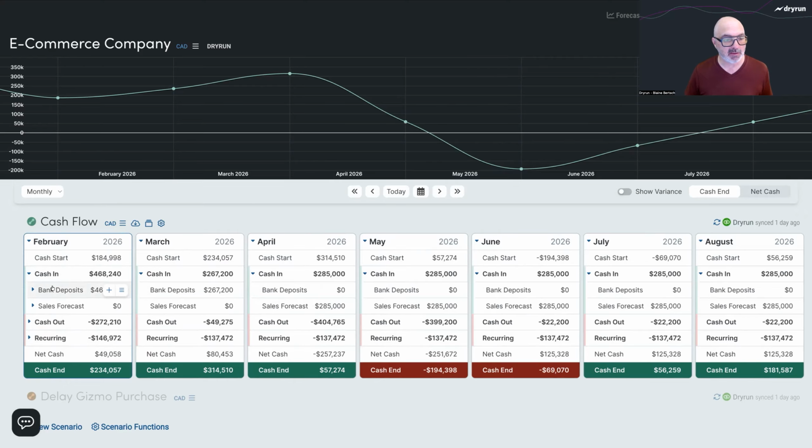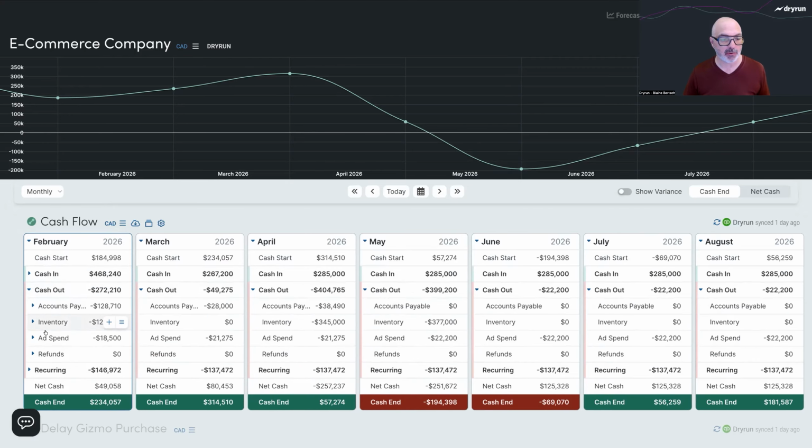Now, the cash in can be fairly straightforward. Near term, we have our bank deposits that are coming in, and we can sort of predict when that money is going to come in. We've got a sales forecast. So further out, we have a better idea of what we expect them to look like. When do we think those dollars are going to start coming into the business?